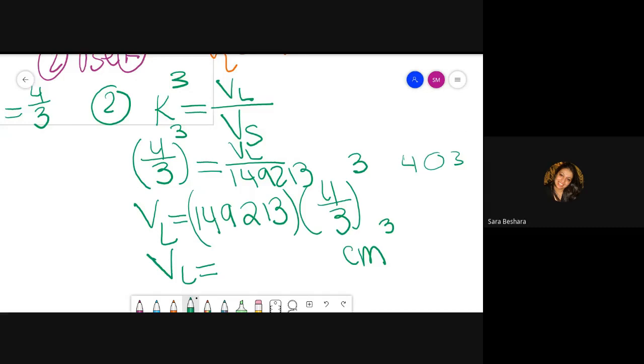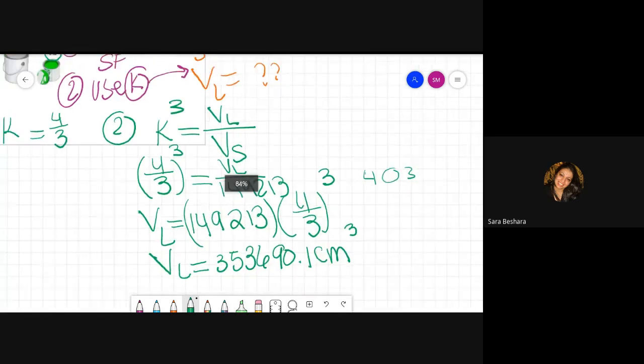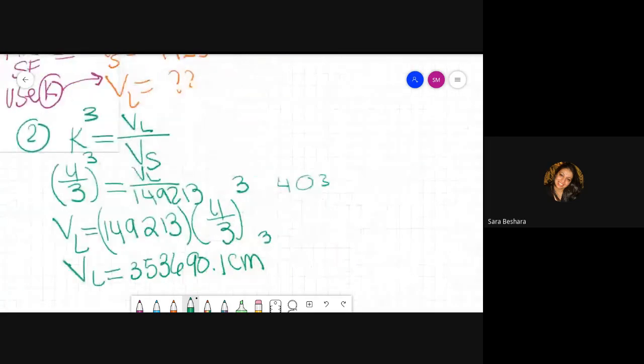All right, and that would be 35.3690.1 centimeters cubed. It has to be larger than this one, so that's 35.3, and the small volume is 14.9, so that makes sense. This is bigger. The other thing is, once you're done, you can round to the nearest one decimal place.